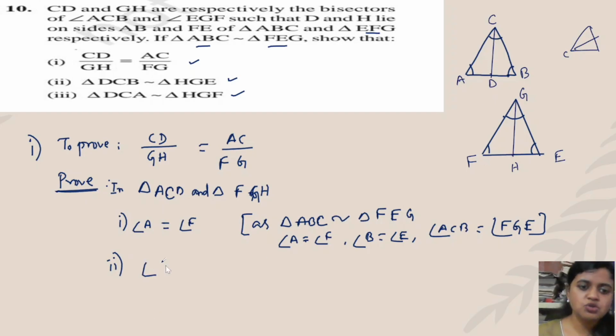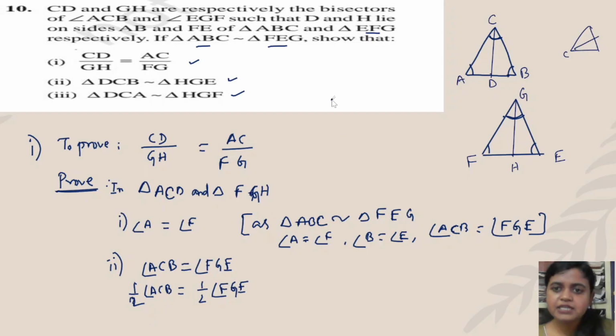So if I write angle ACB equals angle FGE, here it is written ACB because triangle ABC is similar to triangle FEG. So this whole angle is equal. So if I take half of both angles, half of ACB equals half of FGE.